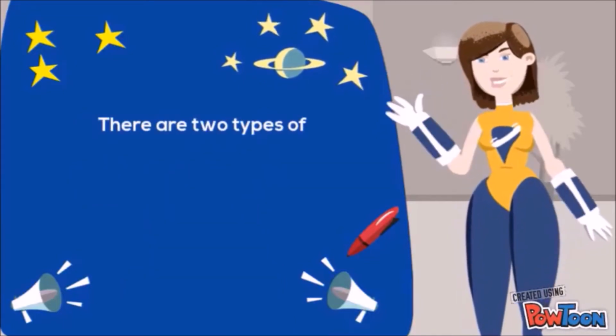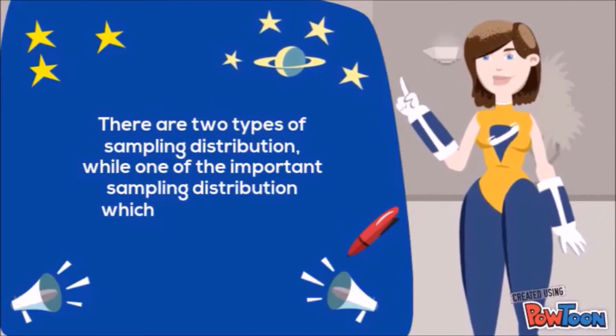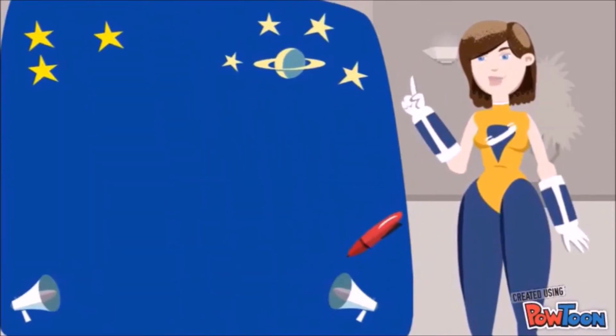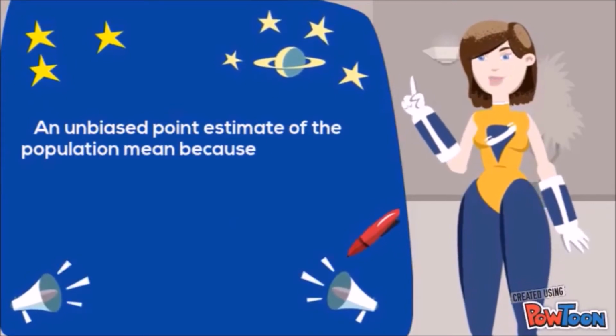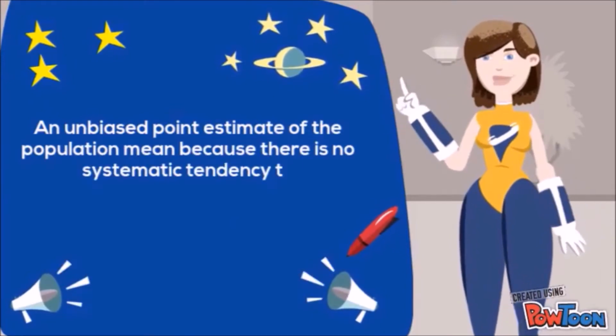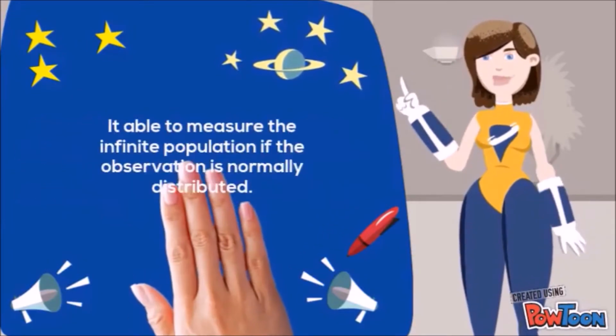There are two types of sampling distribution, but one of the important sampling distributions is the sample mean. Sample mean is known as an unbiased point estimate of the population mean because there is no systematic tendency to overestimate or underestimate the population mean. It is able to measure the infinite population if the observation is normally distributed.